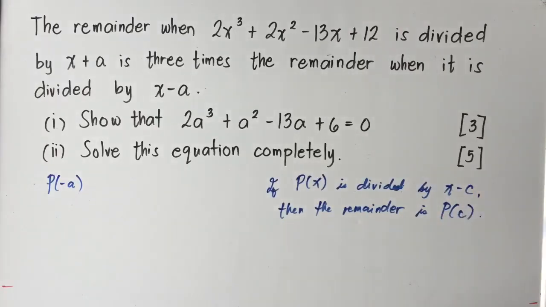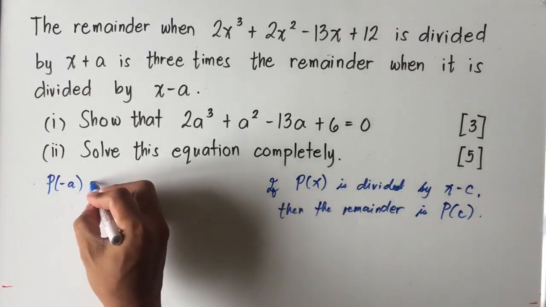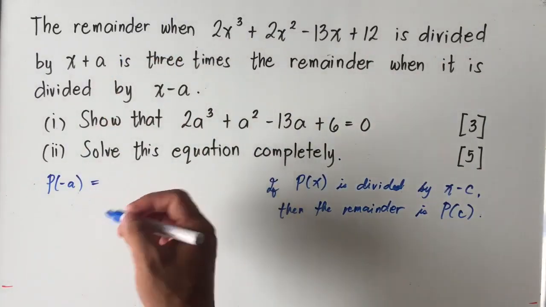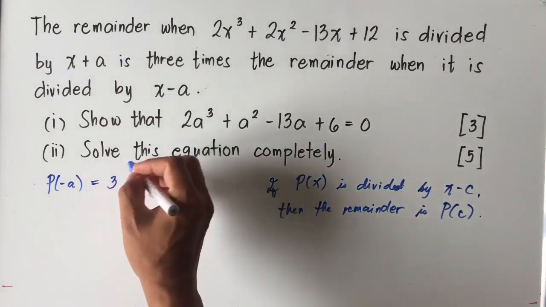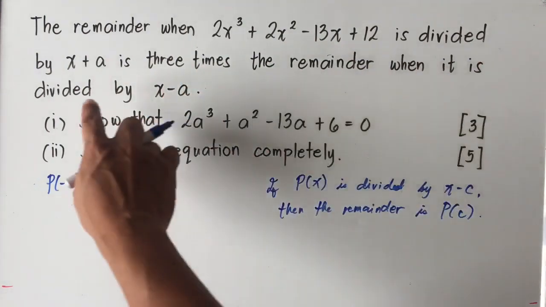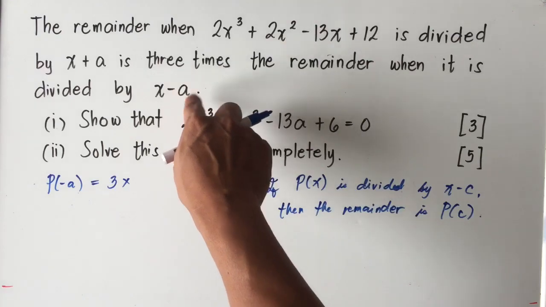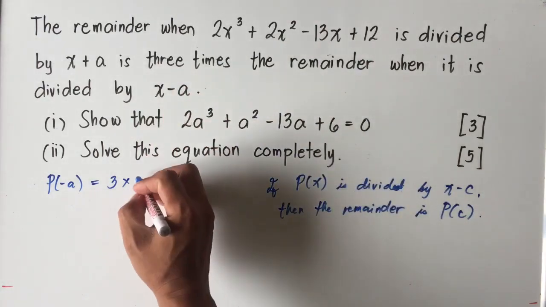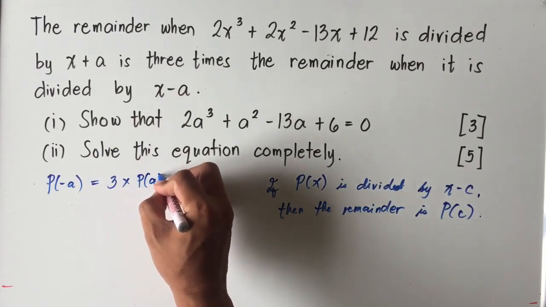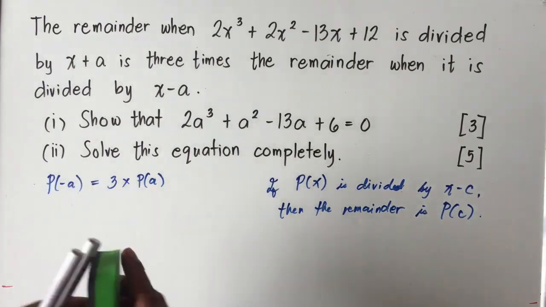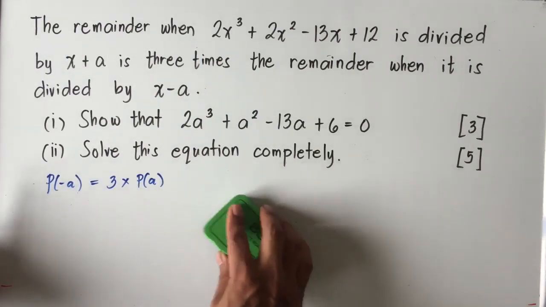Here, it is x minus c. So equal to what? 3 times the remainder when it is divided by x minus a, so the value that we are going to put in the polynomial is a, so p of a. Okay, let's erase this part so that we don't get confused.